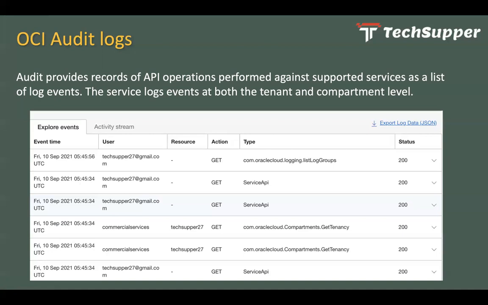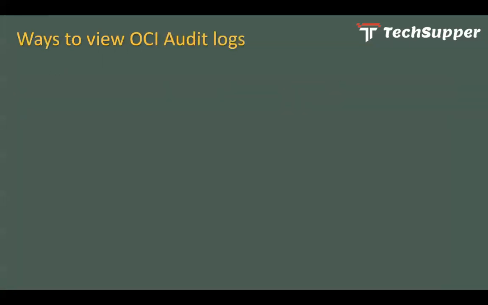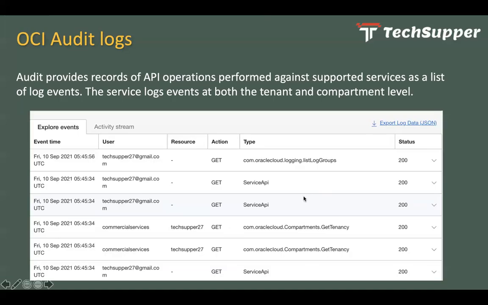Okay. So what are the ways to view OCI audit log? The first, if you have access to the console, you can use the OCI console like in this particular image. So this screenshot is captured from the OCI console. Okay, so you can go there and then search it.